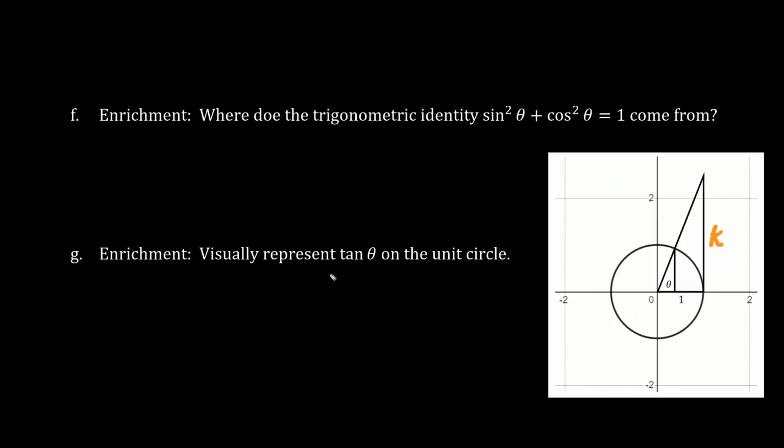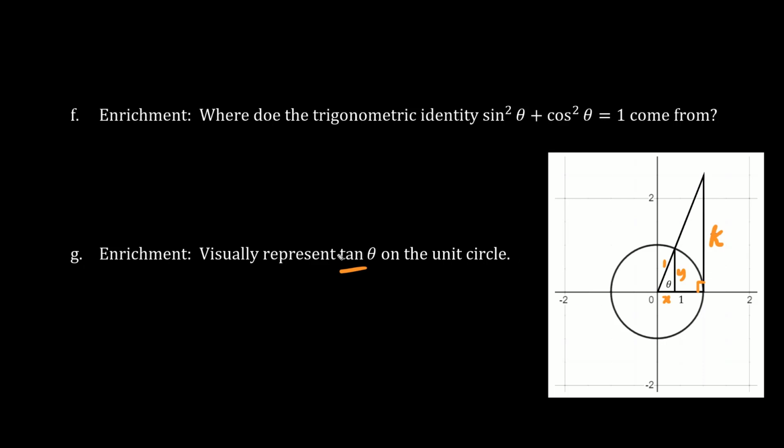Let's now visually represent tan theta on the unit circle. We know that this here is a unit circle with radius 1. This radius is also 1. The x value is cosine of theta, and the y value is sine of theta. Now, if we extend out this tangent line, barely touching the unit circle, we'll call this k. What is tan theta? Focusing on this larger triangle.